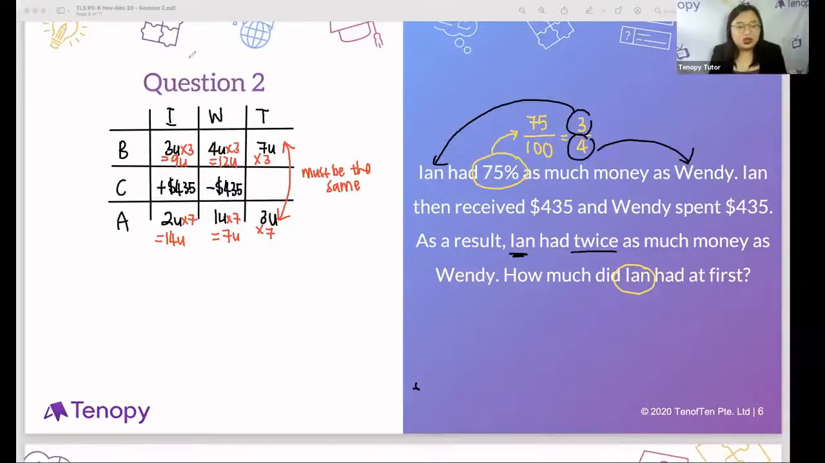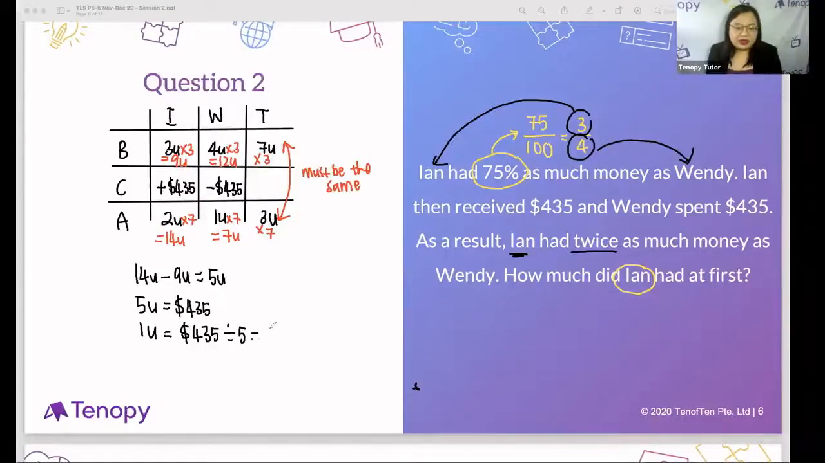So Faliha, very good. You notice that the difference between the units is 5. 14 units take away 9 units is 5 units. So what does 5 units represent? 5 units will be the same value as 435 because he received that amount of money. But after they found the 5 units, look out for 1 unit. Change 435 divided by 5, you get $87. And they want to find at first. So how many units am I interested in?